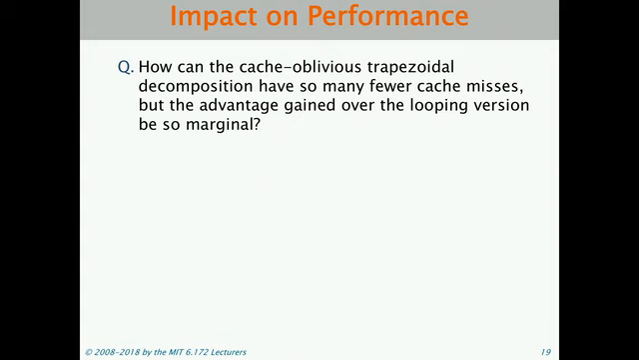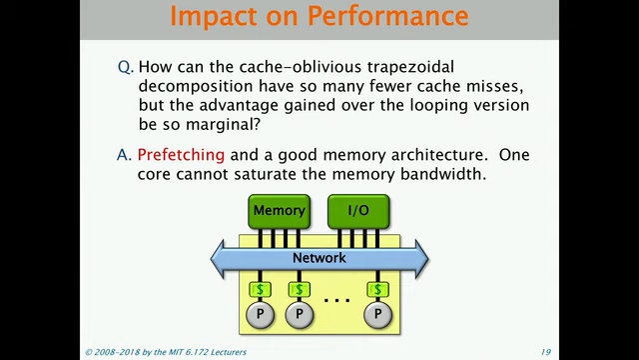It turns out that for the looping code, the hardware is actually helping it by doing hardware prefetching. And hardware prefetching for the looping code is actually pretty good because the access pattern is very regular. It's just going one row at a time. So the hardware can predict the memory access pattern of the looping code, and therefore it can bring in the cache lines that the looping code would need before it actually gets to that part of the computation.